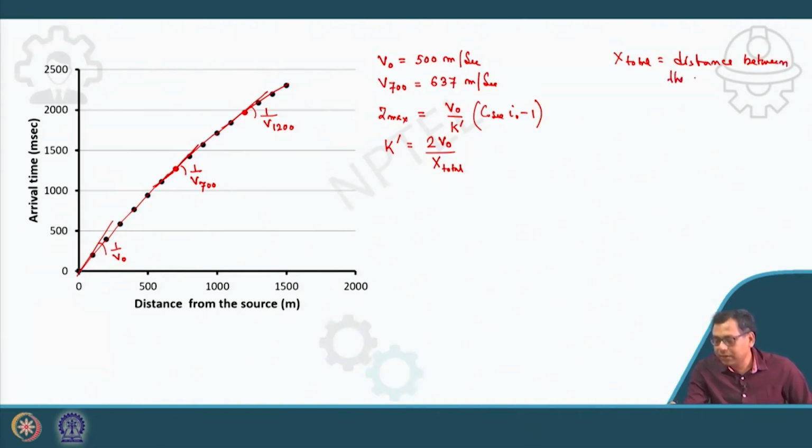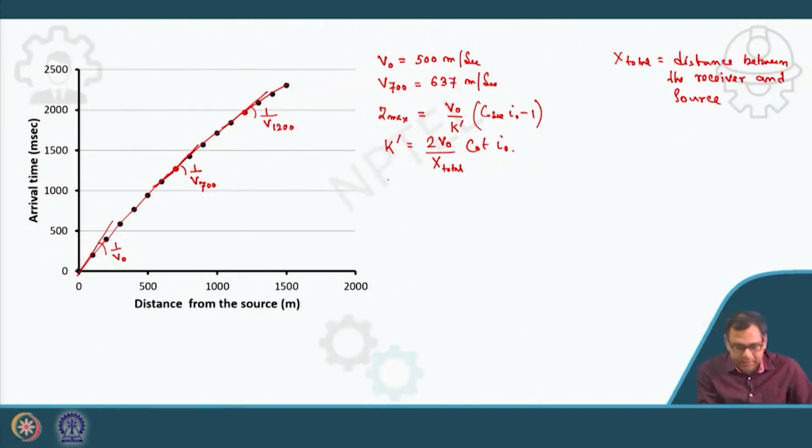Between the receiver and source, that is 700 into cot I0. So to determine that, I need V0 and I0. V0 I got, that is the slope 1 by 500, 500 meter per second.